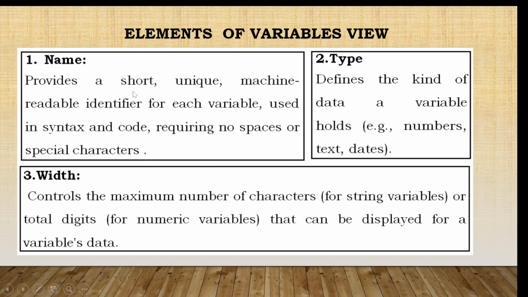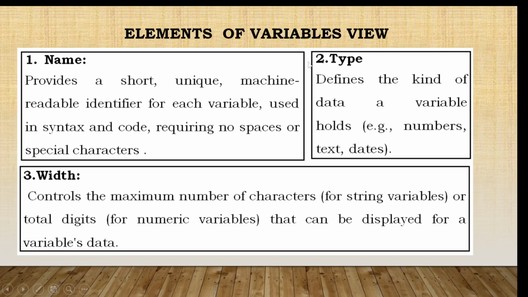The name provides a short, unique, machine-readable identifier for each variable. It means that if your variable is made up of two words, it should be written as one word without a space so that the machine will be able to identify it. Otherwise, if you put a space between the words, your machine will reject it.